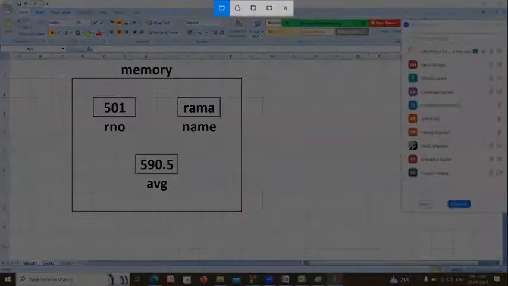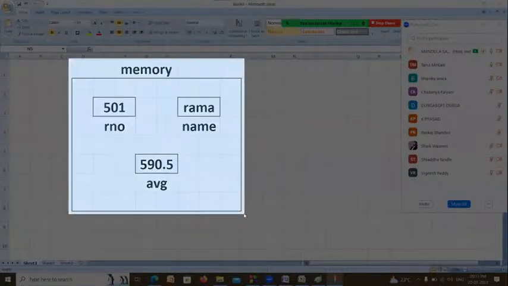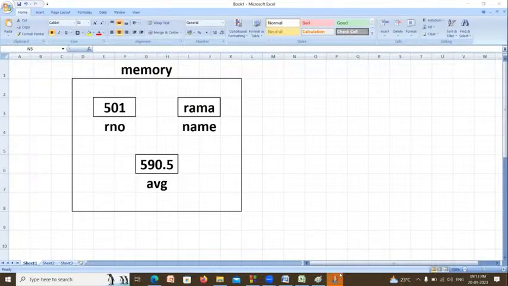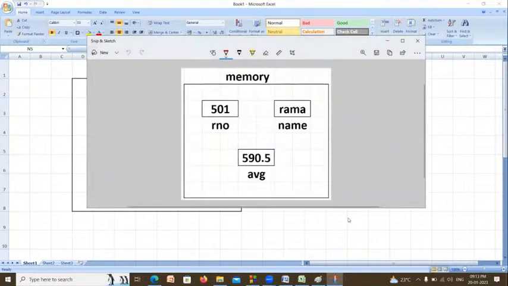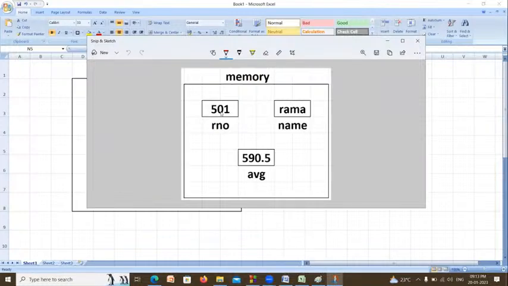Sir, but how do we identify that this is a variable? How will we get to know that the name of the student, roll number, or average value in these three is a variable? Very good. If you want to store the data, you have to create the variables. Is it data or not? 501 is the data. Yes, it's data, no?